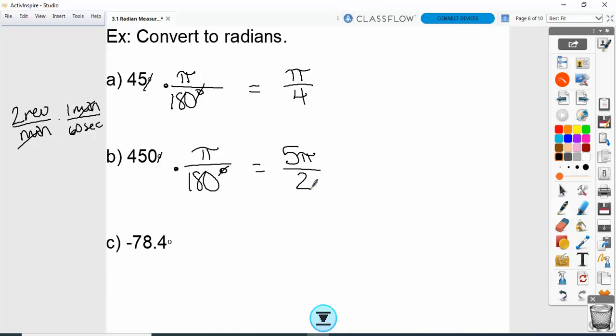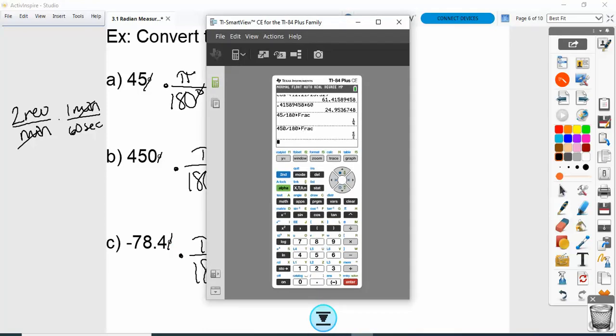It doesn't matter if I give you a decimal or negatives. The conversion doesn't change. So negative 78.4. We do the same thing. If I put that in my calculator, negative 78.4 divided by 180. The fraction is not as pretty on this one, but it does turn into a fraction. Negative 98 over 225.